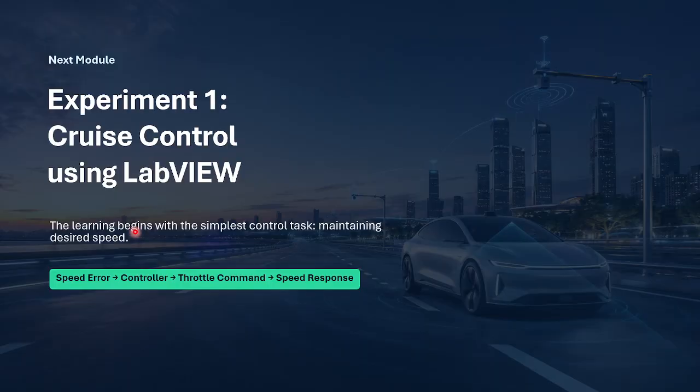In the next module we will discuss cruise control using LabVIEW.